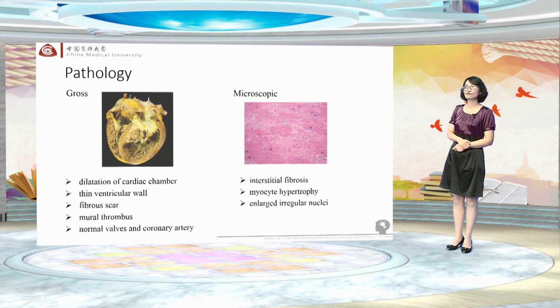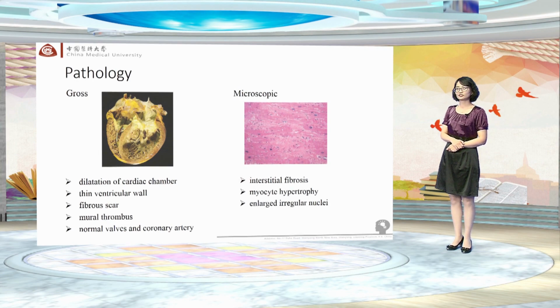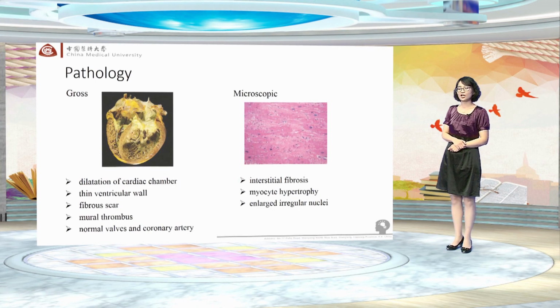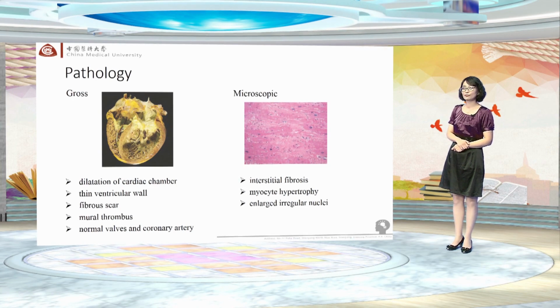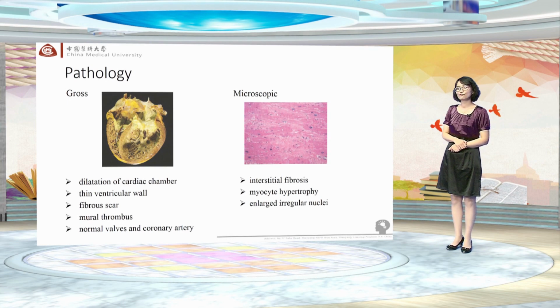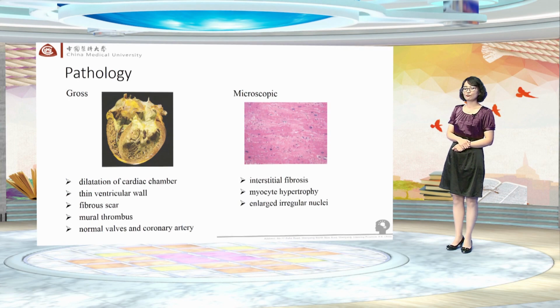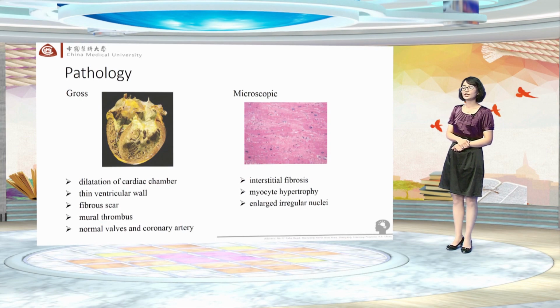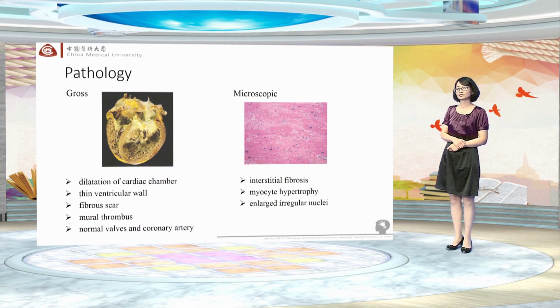Besides the dilatation of the ventricle and the thin wall, sometimes there will be some mural thrombus on the wall, and we can see the myocardium is replaced with fibrous tissue. And also, the coronary arteries and valves should be normal. Under the microscope, we can see there are interstitial fibrosis, and the myocyte is often hypertrophic with enlarged irregular nuclei.